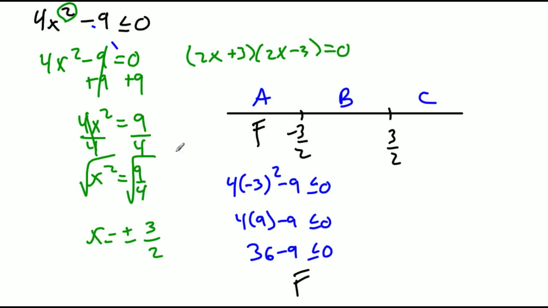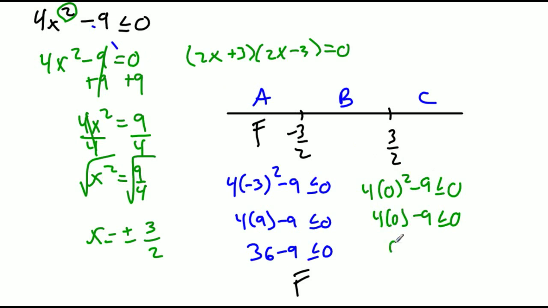None of these numbers over here, it doesn't matter if I do negative 100, negative 1,000, negative 1,050, we're always going to get a false answer. So everything here is false. Now what about in the B range? I'm going to pick the easiest number, which is 0. So I'm going to plug 0 into here. 4 times 0 squared minus 9 is less than or equal to 0. Well, 0 squared is 0. So 4 times 0 minus 9 is less than or equal to 0.